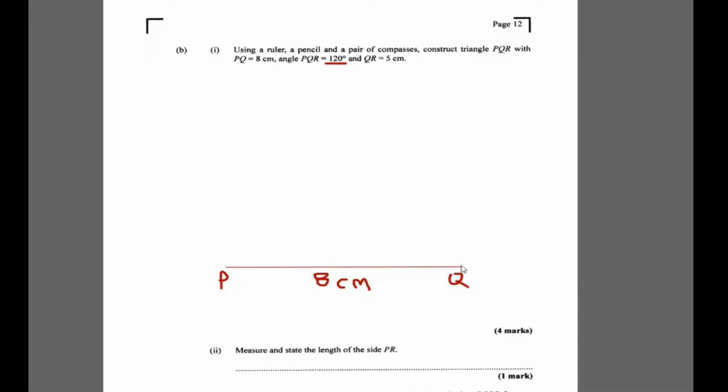So 120 is going to look something like this. When you swing your arc, it's like you're constructing a 60-degree angle from here. So you swing up your arc, and then you get your 120 degrees. The angle at Q should be 120. So all of this should be 120.